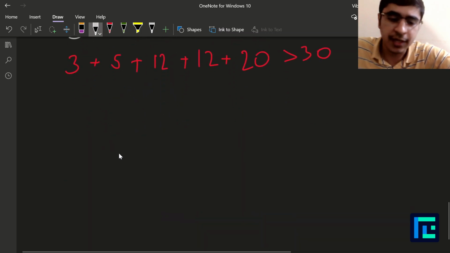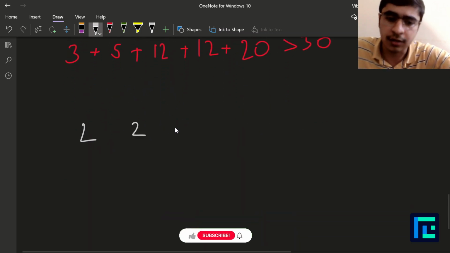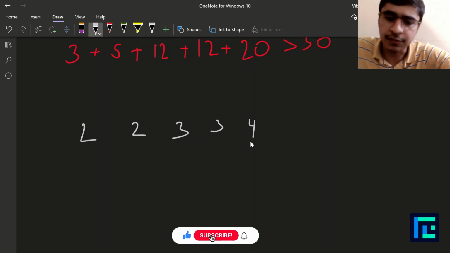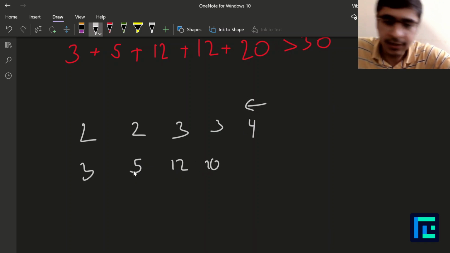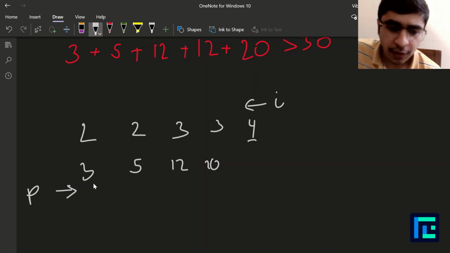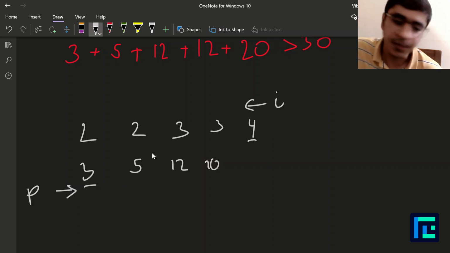Okay, so let's see, we have two pointers, right? Basically one pointer starting from the end, one pointer starting from the start, that is 3 3 4 and then 3 5 12 20. So we have one pointer starting on this vector from the end, and another pointer starting from this vector on the start. Let's call this P, let's call this I. Okay. So if we are starting from the right, let's call I 1 right now. So I equal to 1 and P equal to 1, we should give them the present.